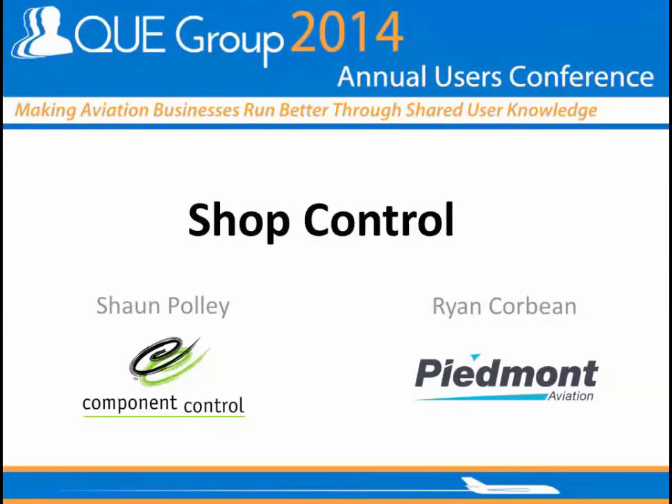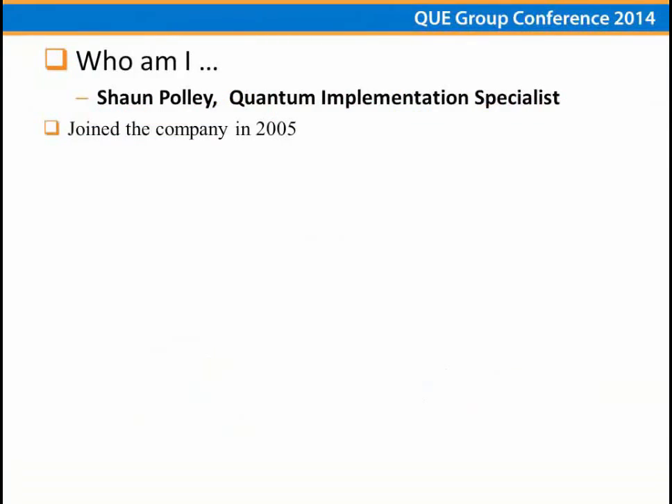All right. So just a quick who am I? I'm Sean Polly. I'm a trainer with Component Control. I've been with the company since 2005. Started in technical support and started doing some phone training, some on-site training, and now I'm one of the implementation specialists. So primarily going on-site and implementing new customers, but I also do some training and follow-up training with existing customers.